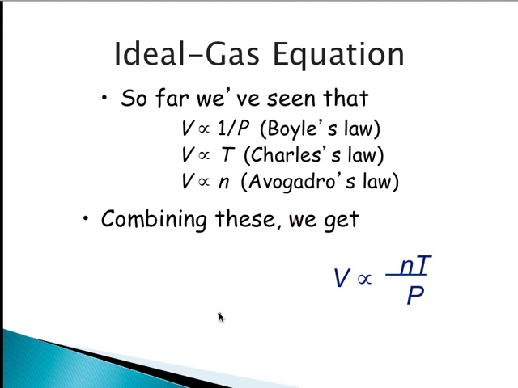If we look at that combined gas law, what we've seen is that the volume of a gas is proportional to the inverse of the pressure. That was Boyle's law. We've seen the volume of a gas is proportional to the temperature, a direct relationship. That's known as Charles' law. And that the volume of a gas is directly proportional to n, the number of moles of that gas. And that's known as Avogadro's law. If we combine these relationships, we can say that the volume is proportional to the number of moles of the gas at a certain temperature in Kelvin over the pressure of that gas.